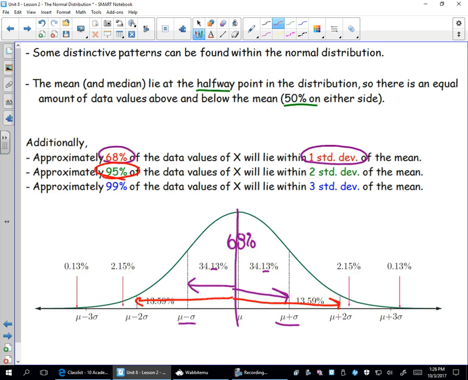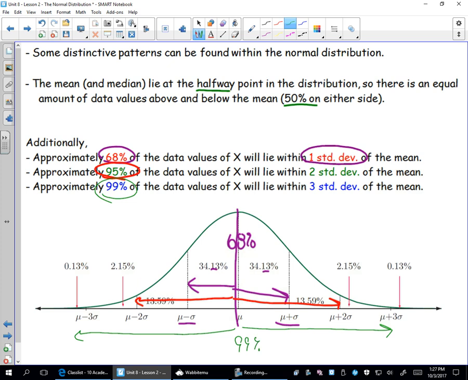And if you go to 3 standard deviations, it comes out with 99% of our data. Now, that's a long ways away. It's really unusual to be more than 3 standard deviations away from your mean because it's 99% of the data.